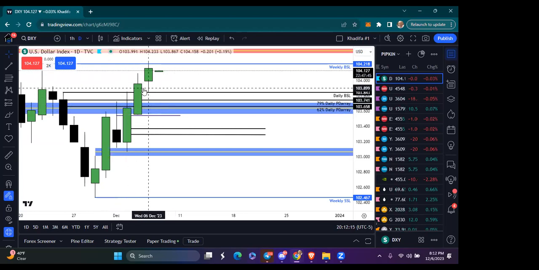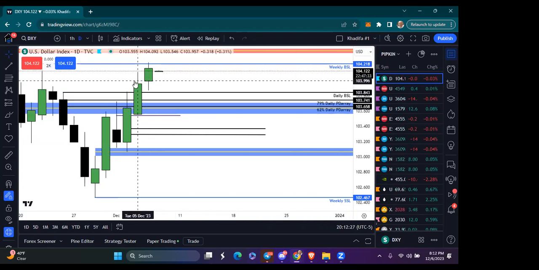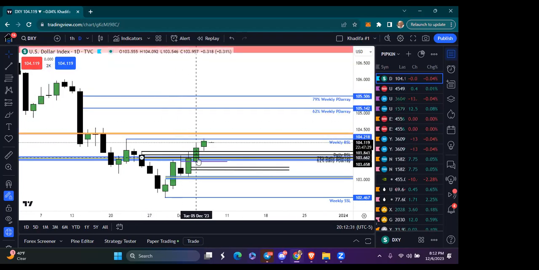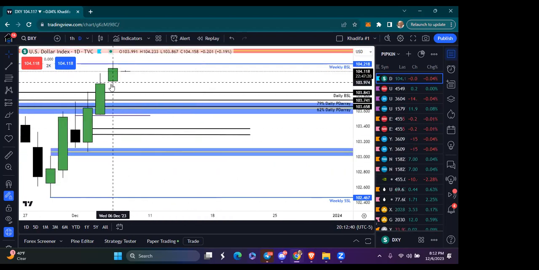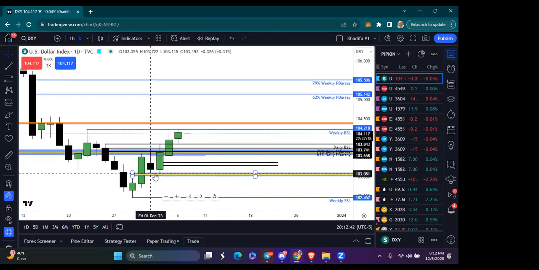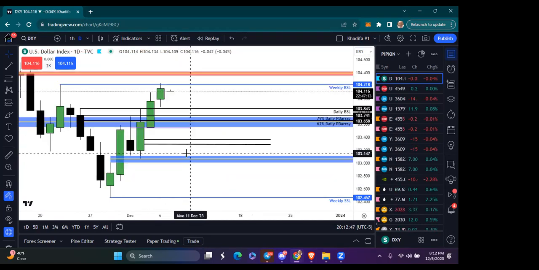I told you if that was to occur, then what was the next target? What was the next point of interest? The weekly buy side liquidity. I told you guys if we ran those levels aggressively and closed above them, then I would expect price to run the weekly buy side liquidity. The next point of reference right here. You see, we got that run today. And then I said, once we run that, I would like to see how price reacts to that level.